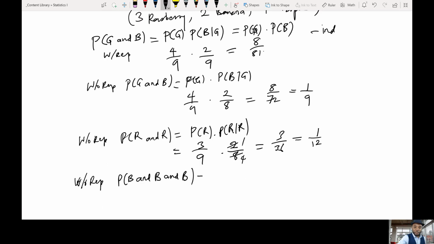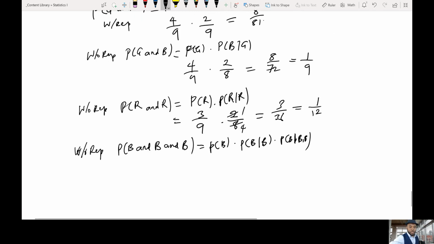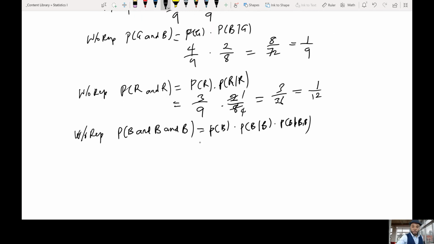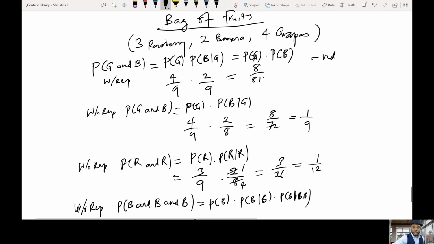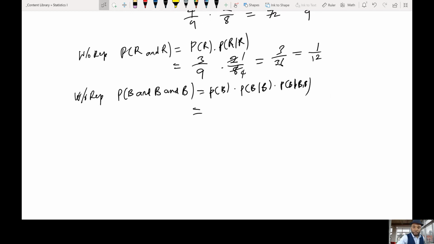But let's look at this in terms of the whole multiplication rule. So this would be the probability of drawing the banana times the probability of drawing a banana, given that we have drawn a banana, times the probability of drawing a banana, given that we have drawn 2 bananas. Okay. Now without replacement. So how do we solve for this? The probability of drawing a banana, we know we have 2 bananas. So that is 2/9.